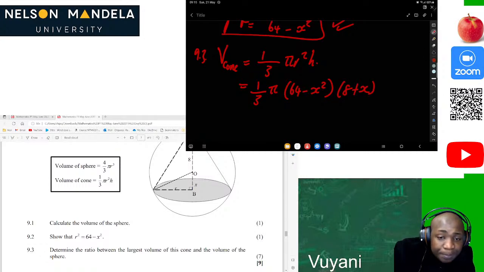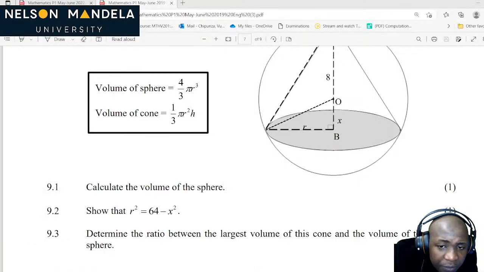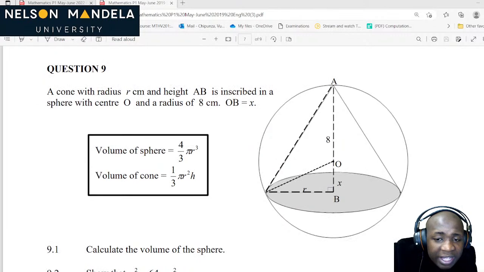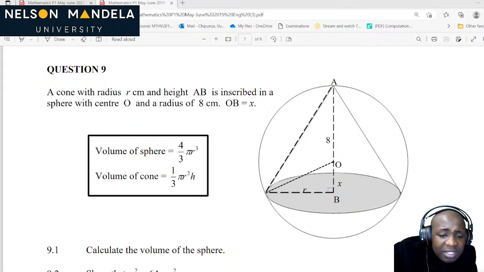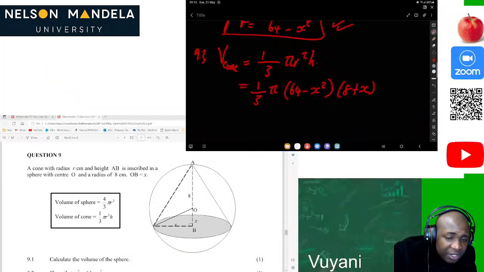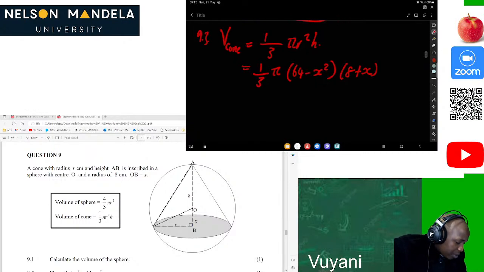You can see that there is x, there is 8. Let's look at it deeply. From O to B, that's x. From O to A, that's 8. So the whole perpendicular height will be AO plus OB. This is quite nice and refreshing. Now we can solve this. This is the same as pi over 3. Then we solve these two.